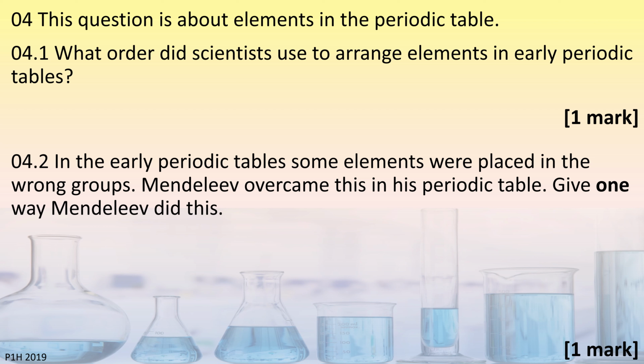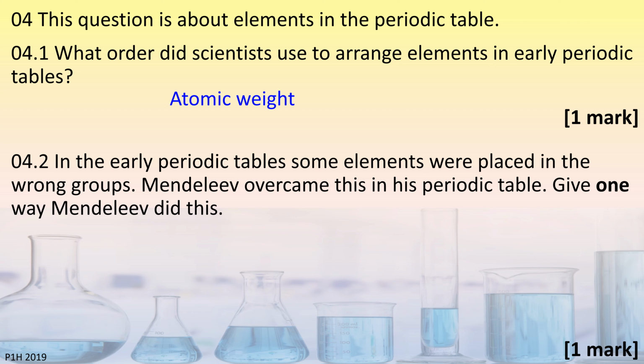So 4.1, first of all, we have to remember that in the beginning we didn't know about electrons and protons or neutrons, the subatomic particles. So before we knew about proton number, we could tell the atomic weight of the elements, and so initially the periodic tables were ordered in increasing atomic weight. So from left to right, top to bottom, the elements were placed in increasing atomic weight.